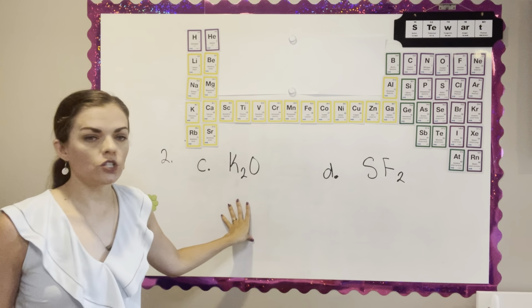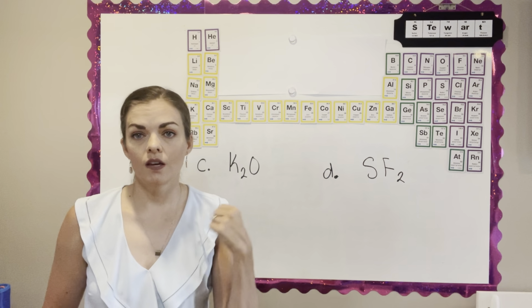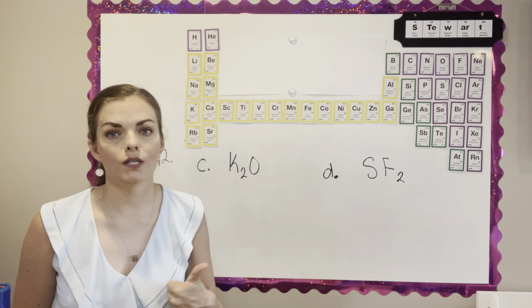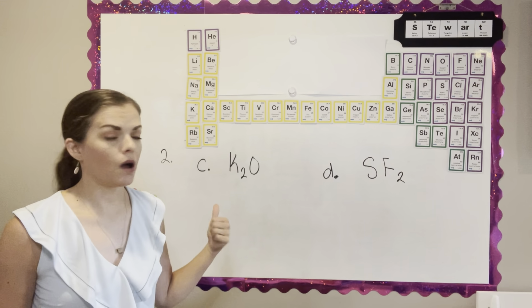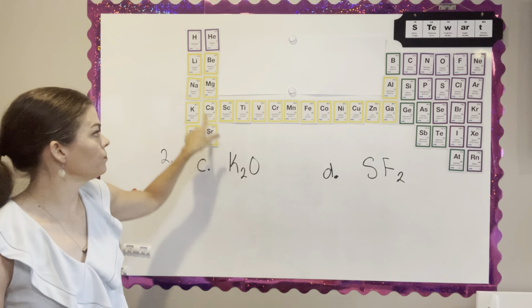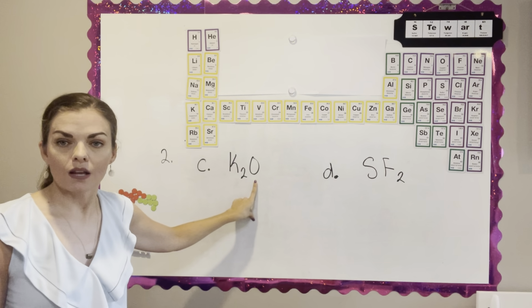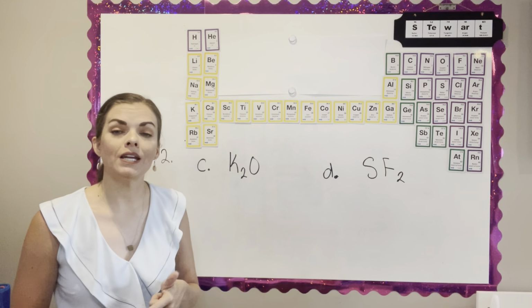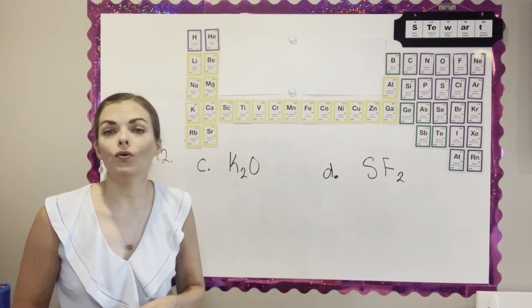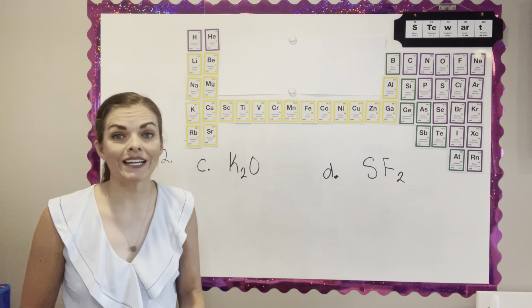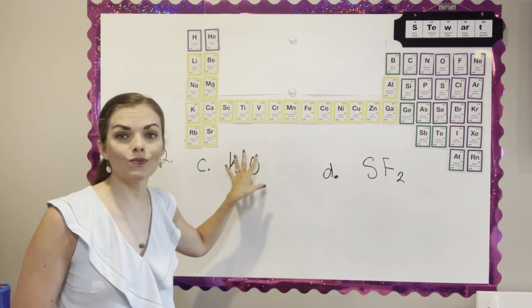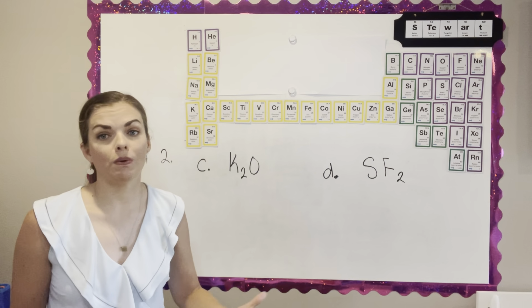So for comprehension check question part C, they are seriously trying to trick you up on this one. Because let's look at this compound. I have potassium, which is a metal, and I have oxygen, which is a non-metal. So when I have a metal and a non-metal, this is not a covalent compound. This is an ionic compound. So they are sticking this one in here to see if you're paying attention.